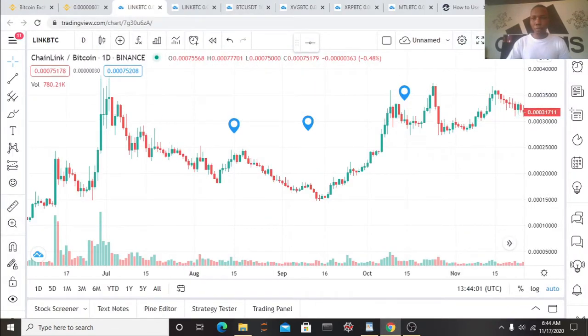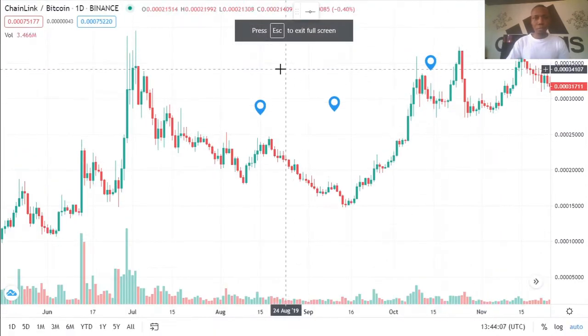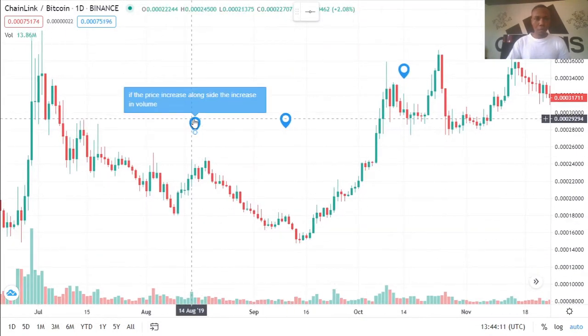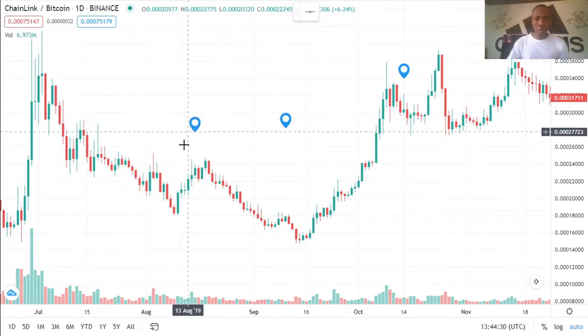I'm on TradingView right now, looking at BTC. The first part: I said that when doing your volume, you must take your price data into consideration. If the price increases alongside an increase in volume, we're going to see a bullish trend. It means that the price of the coin is bullish.